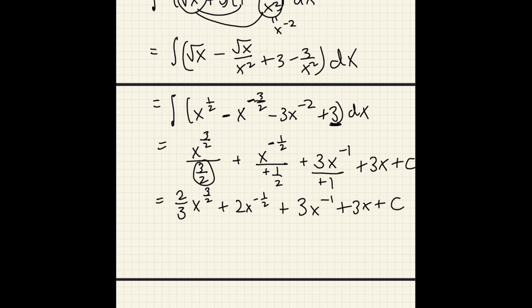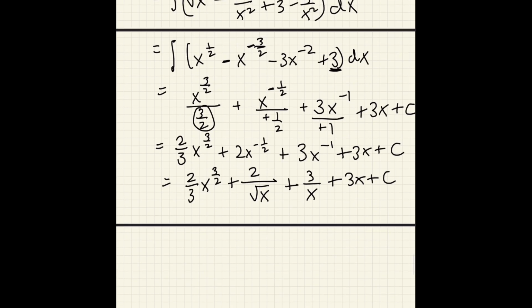Okay, now I'm just going to convert it to fractions again. So x to the power minus half, that's x to the half in the denominator, and x to the half is root x. X to the power minus 1 is 1 over x, is x in the denominator, so it'll just be 3 over x. And then don't forget plus 3x plus c.